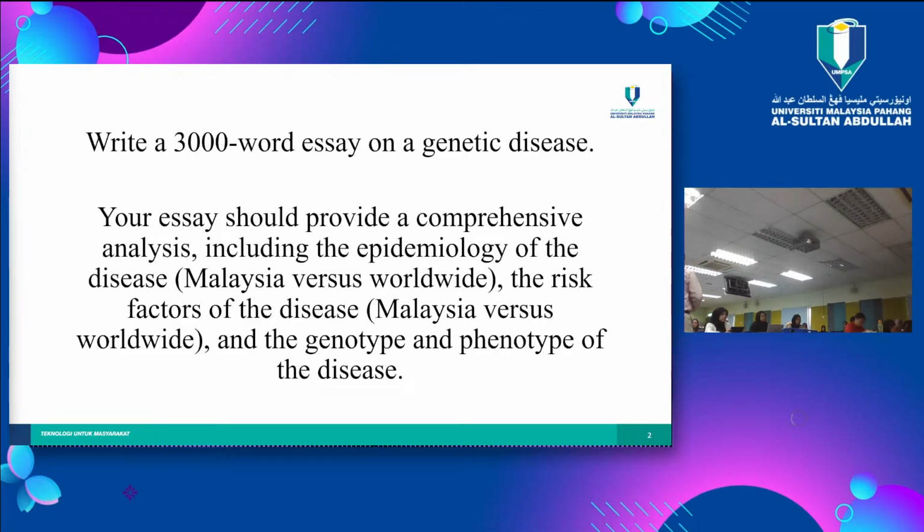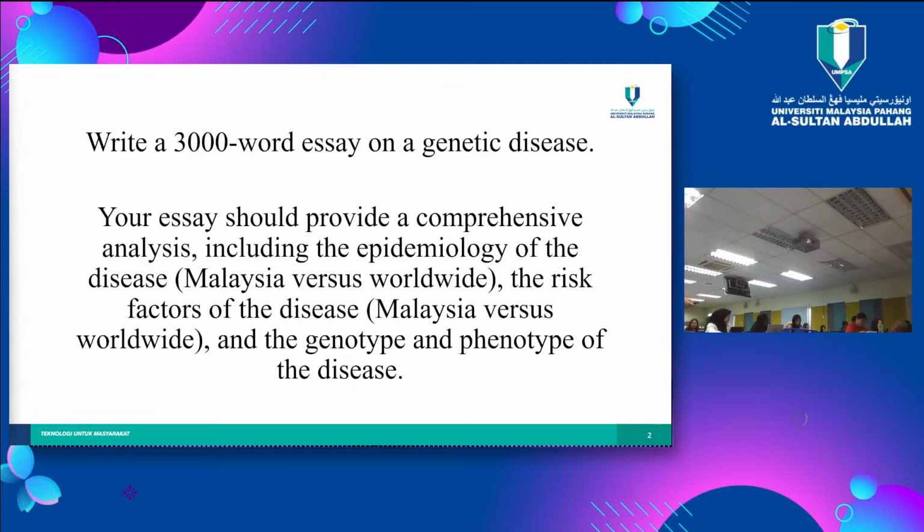So this is the assignment one. Write a 3,000 word essay on the genetic disease. I asked before, I think 2 weeks ago. I think that should be 3 weeks since our last class, right? One week because we went to the industrial visit, and another week because of mid-semester break. So I think 2 weeks, right? At the end of the class, I mentioned that you put the disease in the group. I think everyone has put in the list already.